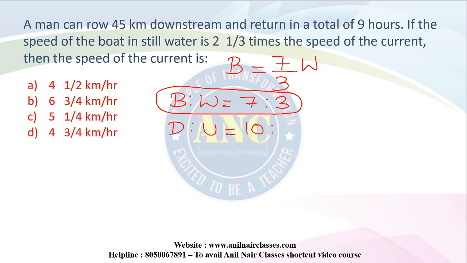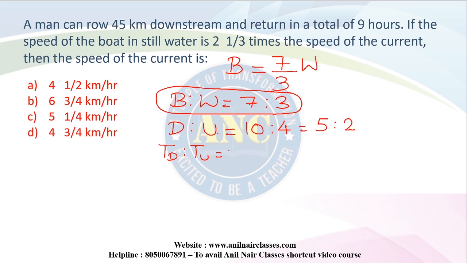Upstream speed is B minus W, which is 7 minus 3, which is 4. So the downstream to upstream speed ratio is 5:2. We can convert this into the downstream time and upstream time ratio, because speed and time are inversely proportional provided the distance is constant. In this question, nothing is mentioned.